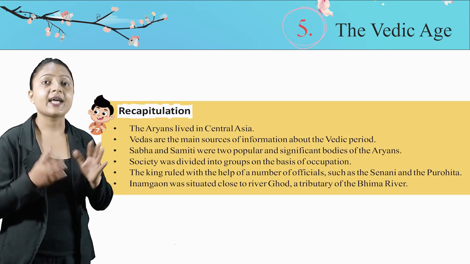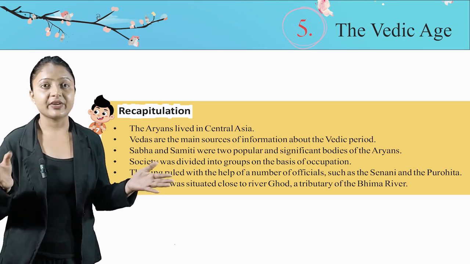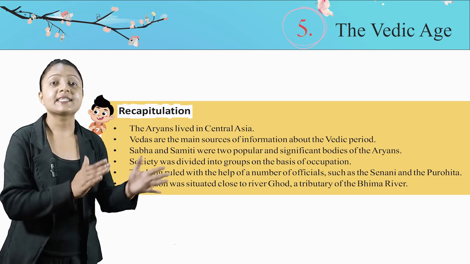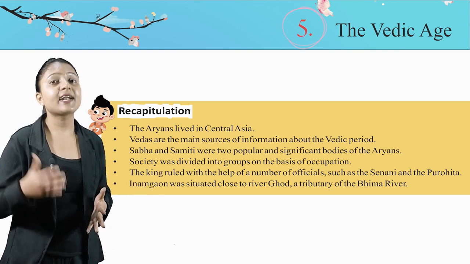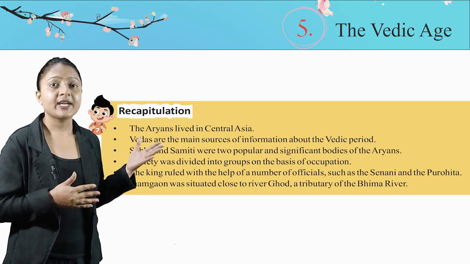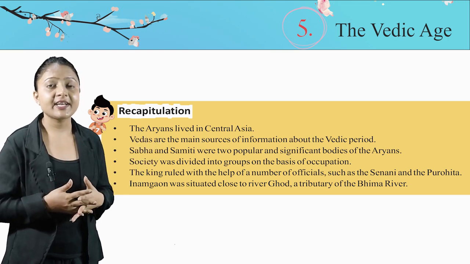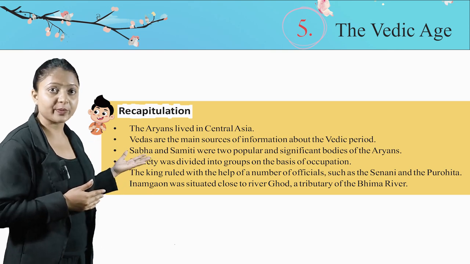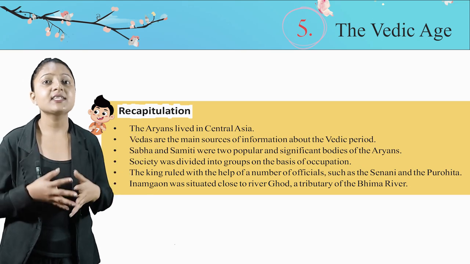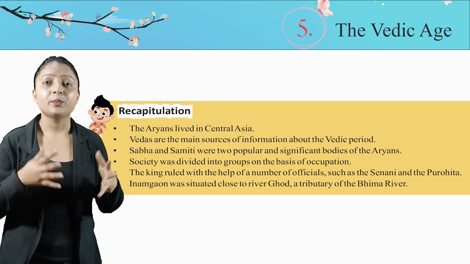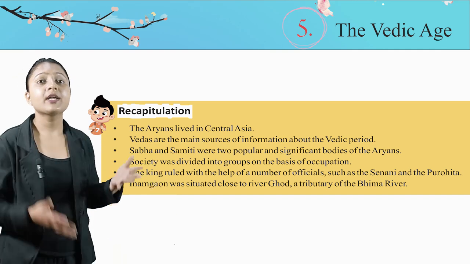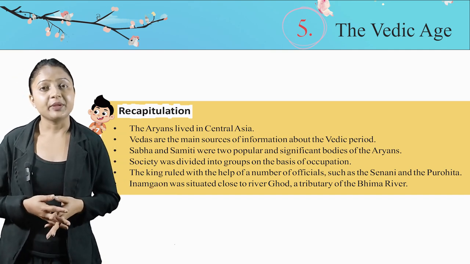Recapitulation. The Aryans lived in Central Asia. Vedas are the main sources of information about the Vedic period. Sabha and Samiti were two popular and significant bodies of the Aryans. Society was divided into groups on the basis of occupation. The king ruled with the help of a number of officials such as Senani and Purohit. Inamgaon was situated close to the river Ghod, a tributary of the Bhima River.